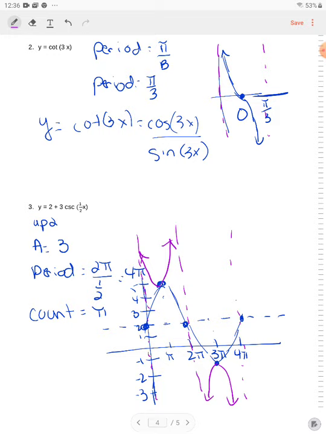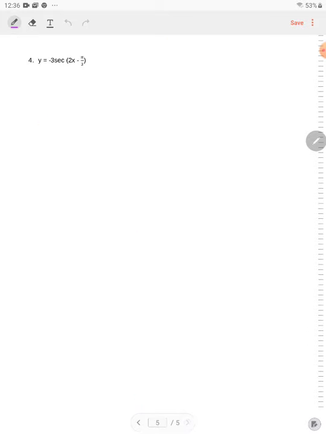So the purple are the graph values that you want. The asymptotes here, you want to show your vertical asymptotes. And then the cosecant has U-shaped graphs. And so does the secant. All right, so let's graph the secant here.